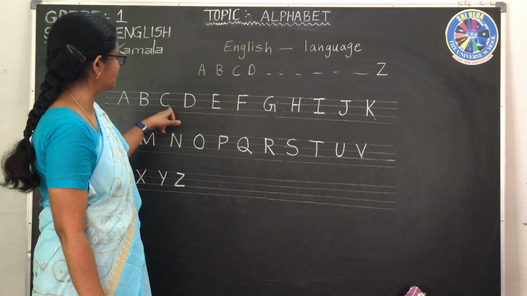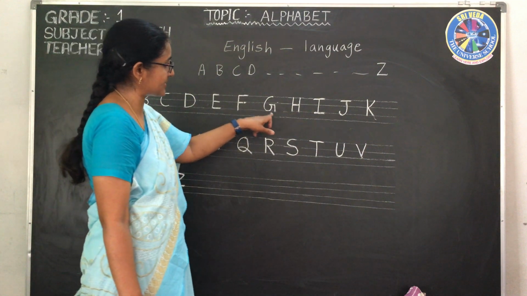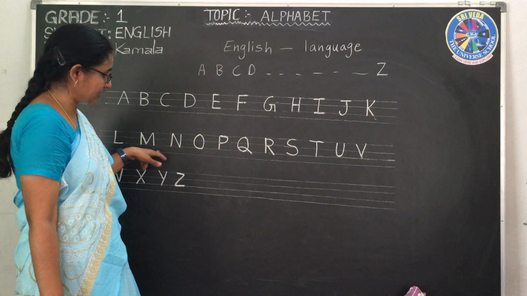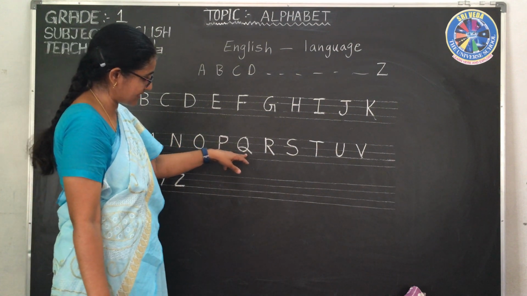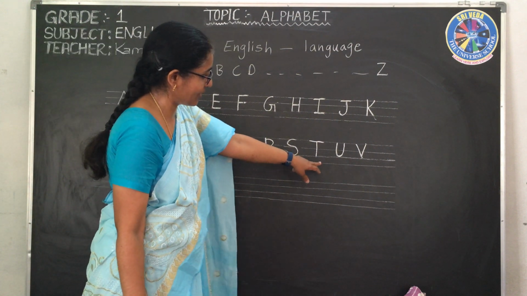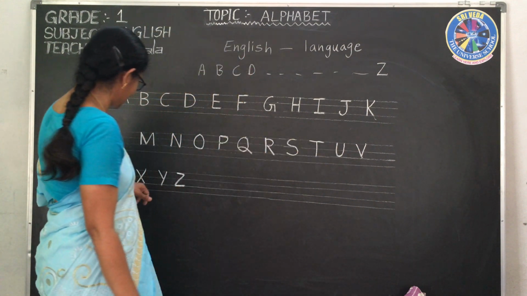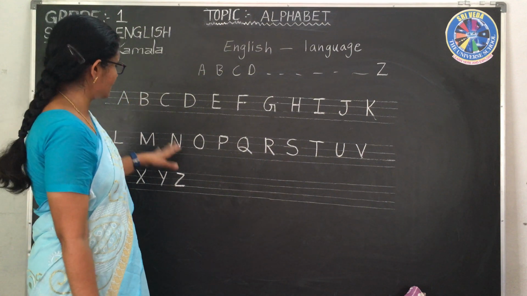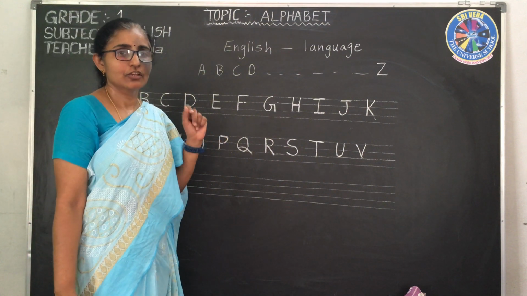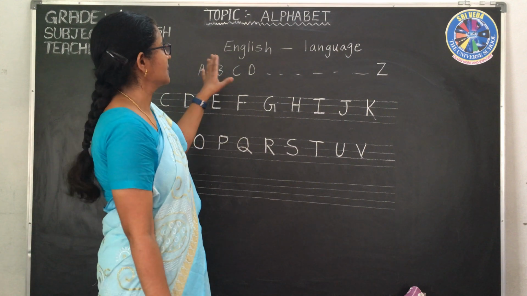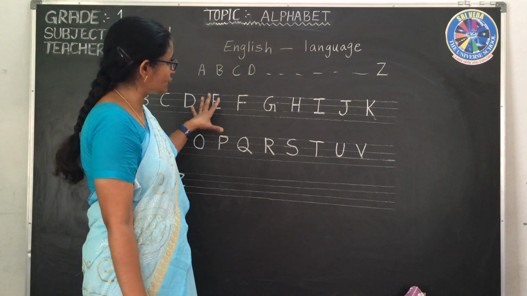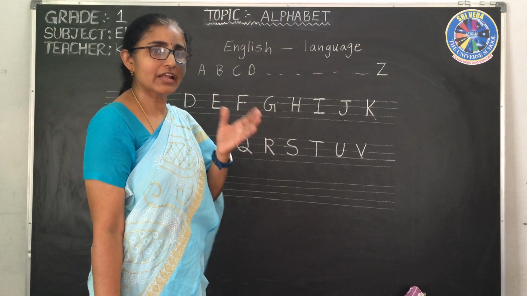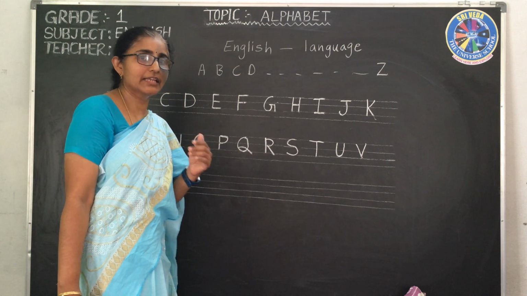See, 1, 2, 3, 4, 5, 6, 7, 8, 9, 10, 11, 12, 13, 14, 15, 16, 17, 18, 19, 20, 21, 22, 23, 24, 25, 26. So, the letters from A to Z are how many? 26. Usually when we are writing English language, we use these 26 letters to write different words and different sentences, meaningful words and meaningful sentences.